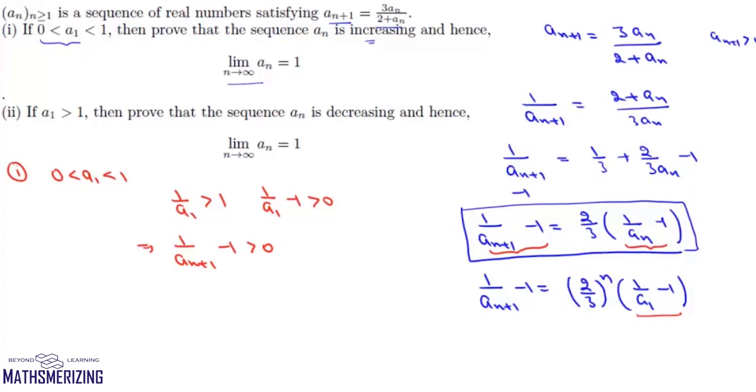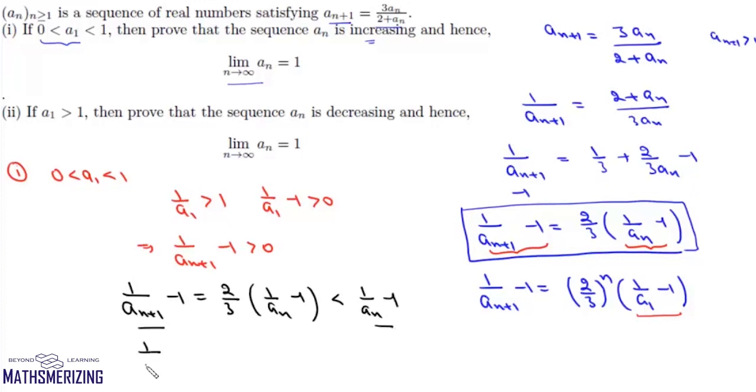So we'll start with this one. We are given that 1/(a_{n+1}) - 1 is equal to 2/3 (1/a_n - 1). Now it will be less than 1/a_n - 1. Now if we compare these two, we'll get 1/(a_{n+1}) will be less than 1/a_n, and since each term in the sequence is positive, we can say that a_{n+1} will be greater than a_n.